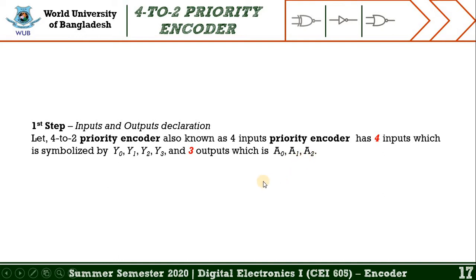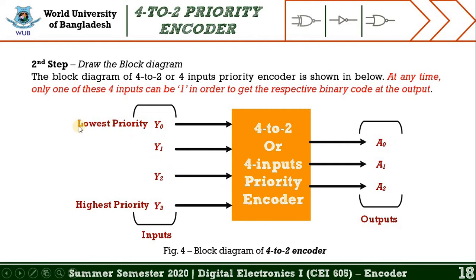So let's move into the next step. From this slide we may learn the second step of this priority encoder, and second step should be draw the block diagram. The block diagram of 4 to 2 or 4 inputs priority encoder is shown below, and which is represented by figure 4. We have already seen from the figure that there are 4 inputs symbolized by Y0, Y1, Y2 and Y3, and Y0 is the lowest priority and Y3 is the highest priority.